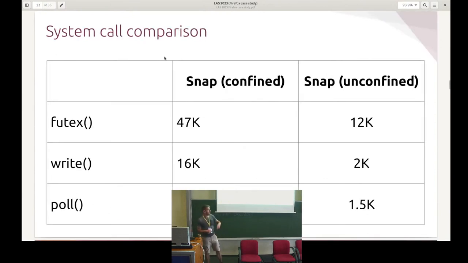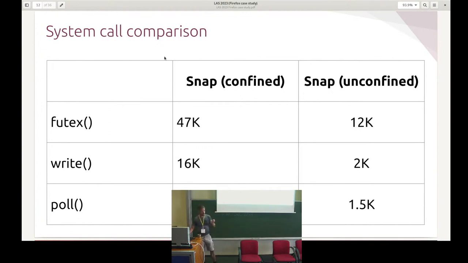Now, here's a comparison of numbers. So for instance, a futex system call, or a write system call, or a poll system call, for the confined snap, you get tens of thousands of calls. For the unconfined snap, which means it's still Firefox as a snap, but not confined, you get way less, 3 to 4 times less. So this is another indicator that we potentially may have something with the security confinement.